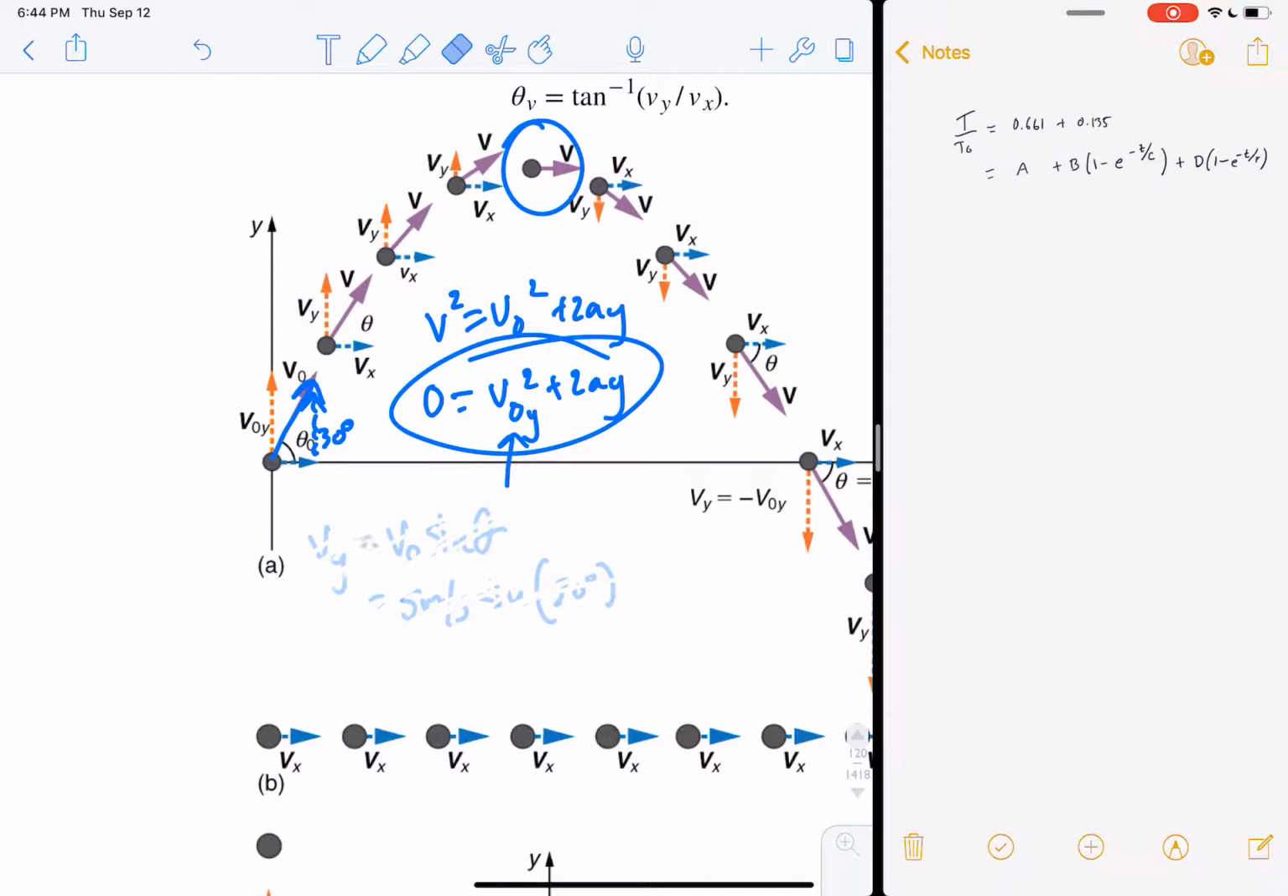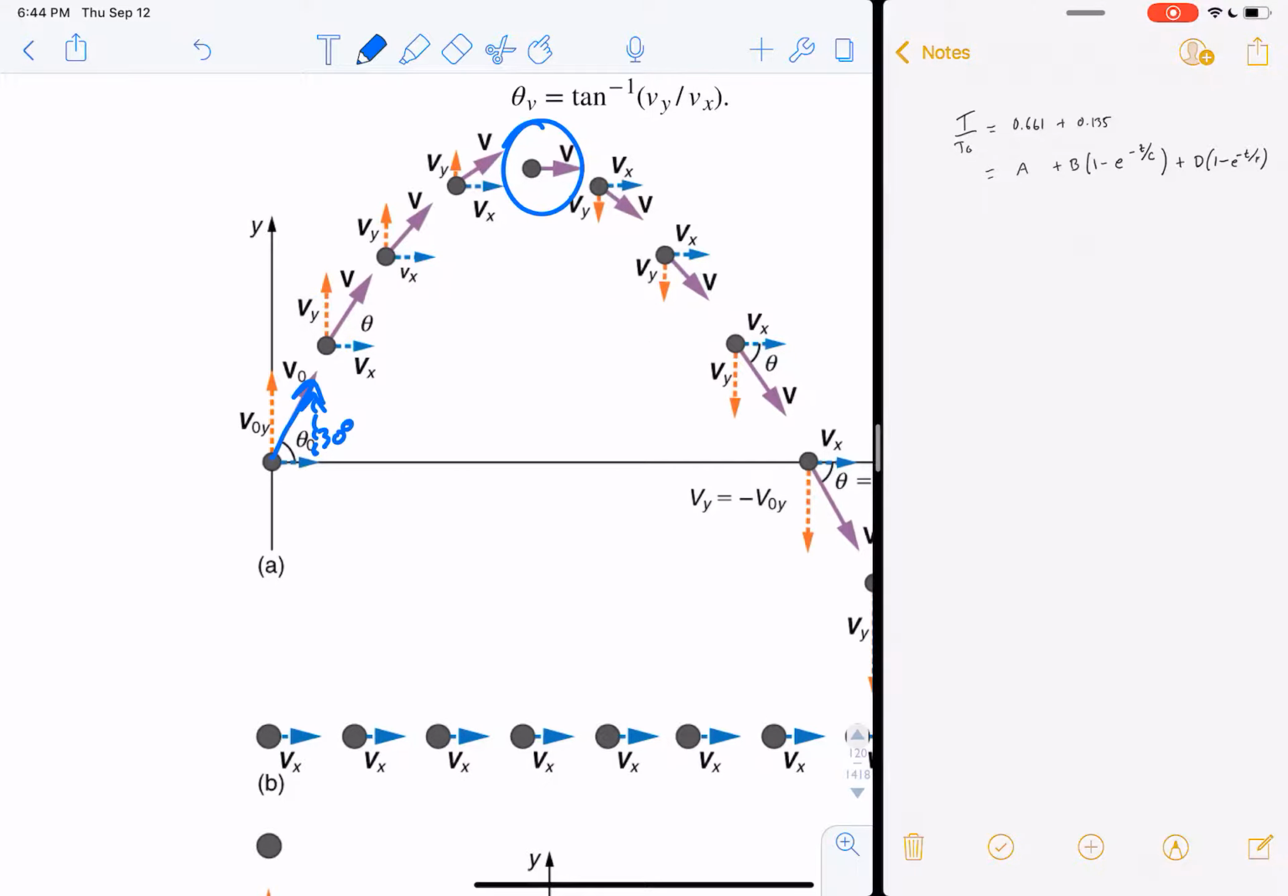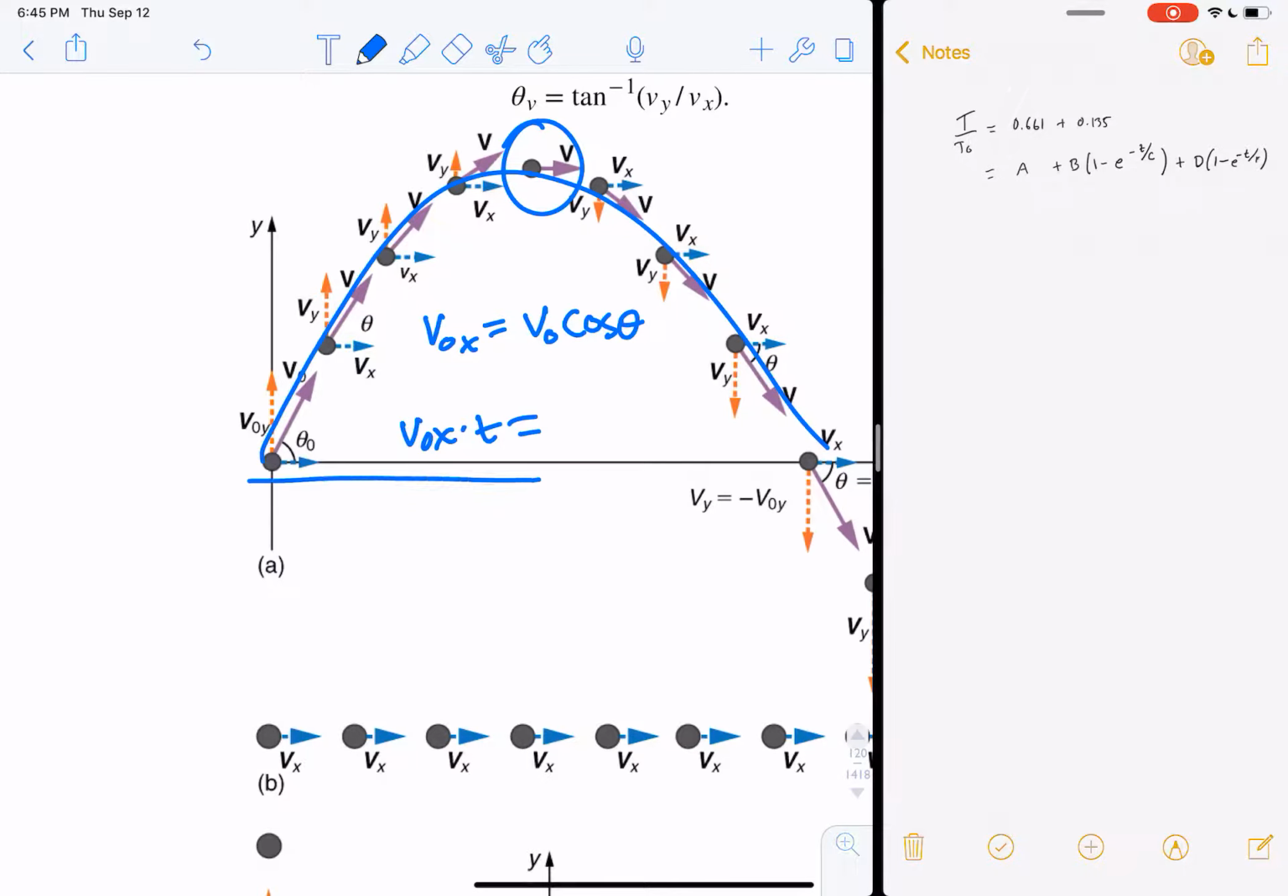Okay, so if I want to figure out how far the ball is going to go, I know my initial velocity in the x direction is equal to my initial velocity times the cosine of theta, and I know I have no acceleration. So if I know how long it's in the air, then velocity times time is equal to the distance I'm going to travel. Okay, and that'll be my full distance.